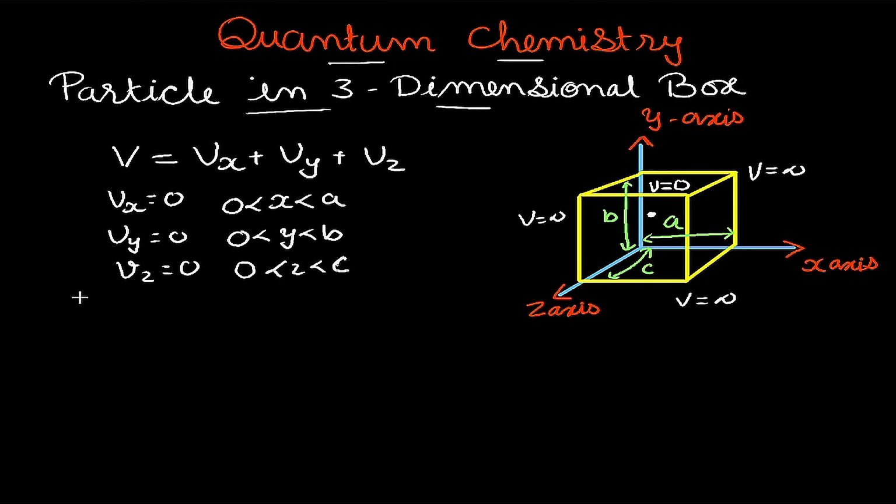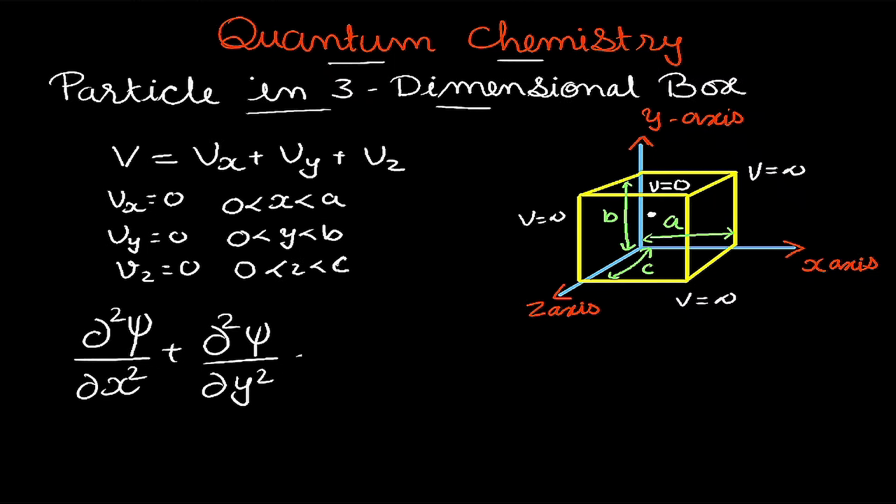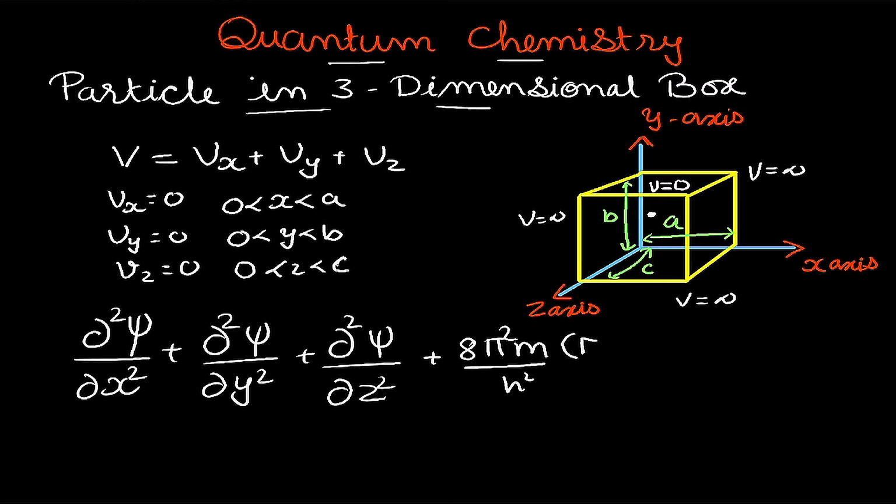So this is the condition, and as we are considering that the particle is inside the box and we have three dimensions, we will be using the Schrodinger wave equation for three dimensions, that is del square psi by del x square plus del square psi by del y square plus del square psi by del z square plus 8 pi square m by h square into (E minus V) psi, and that is equal to 0.